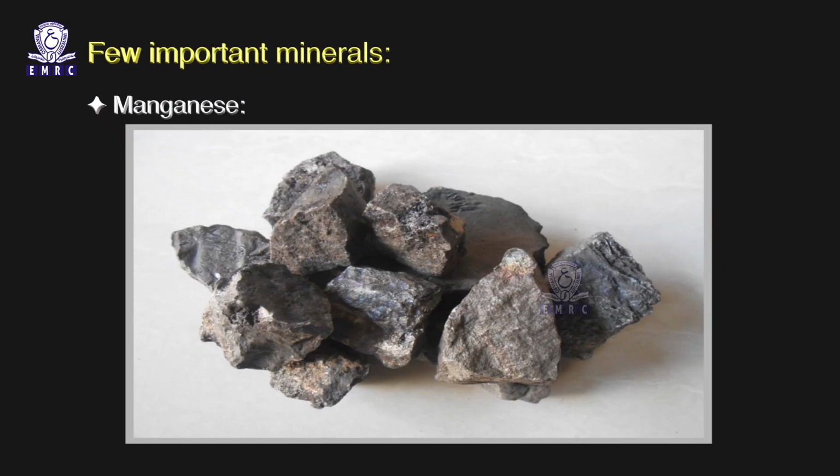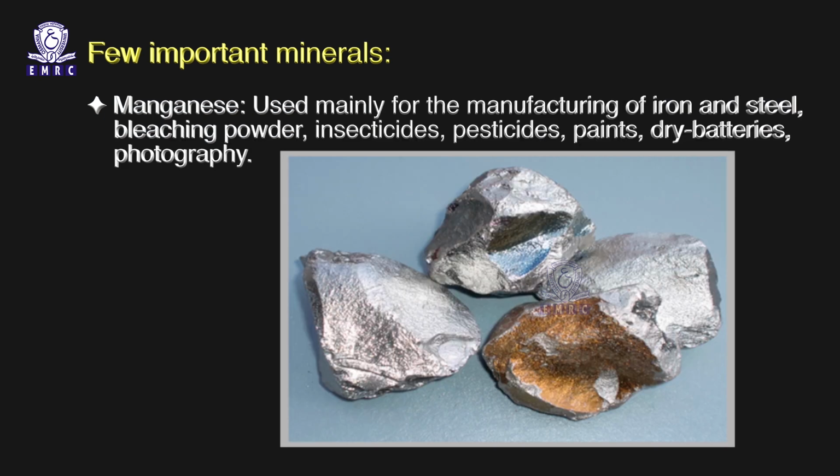India has one of the largest reserves of manganese in the world, after South Africa, Australia, China, Brazil, Gabon, Ukraine and Zimbabwe. And it is the fifth largest producer after Brazil, Gabon, South Africa and Australia. It is used mainly for manufacturing iron and steel, bleaching powder, insecticides, pesticides, paints, dry batteries, photography, etc. The total reserves of manganese ore in the country are placed at 430 million tons.